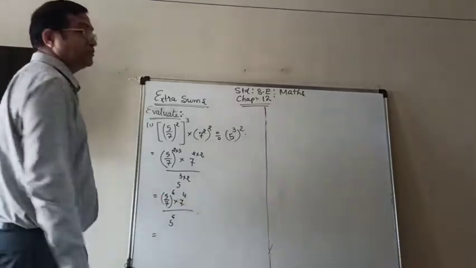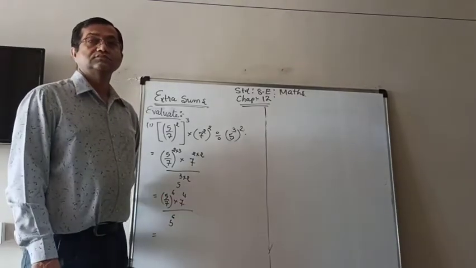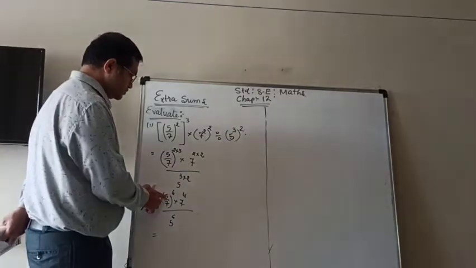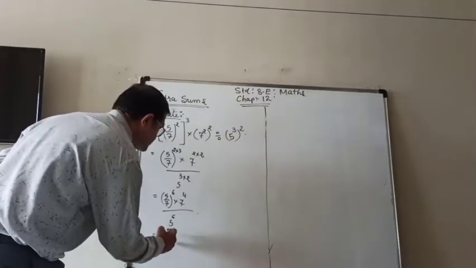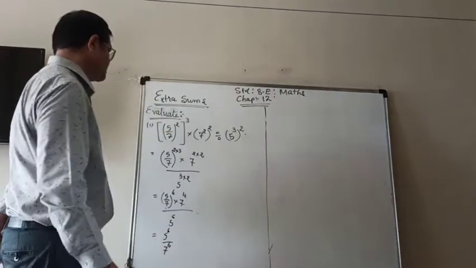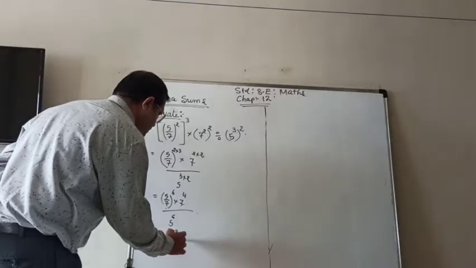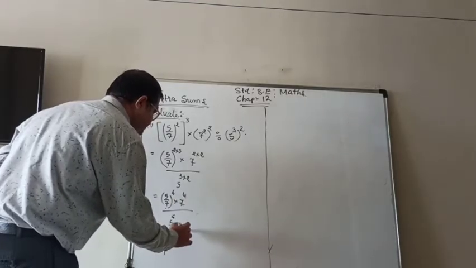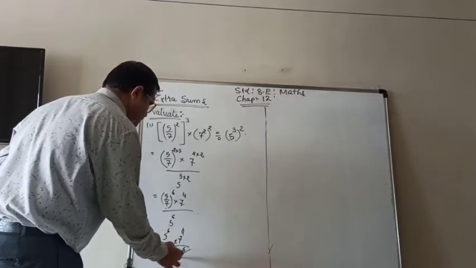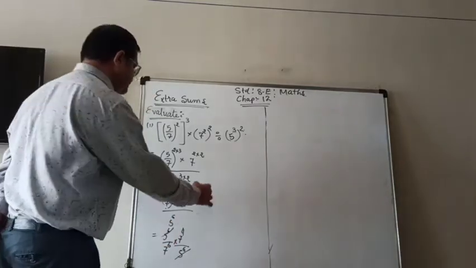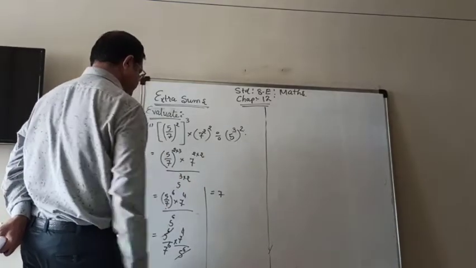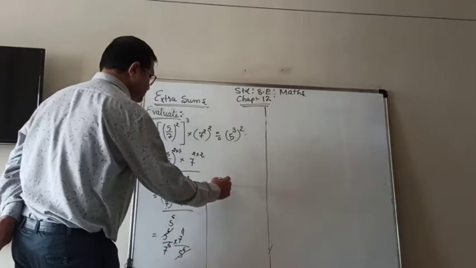Now, as I explained that rule, we have to give the power to the upstairs and the downstairs. So 5 also will have 6 power and the 7 down also will have 6 power. Multiplied by 7 raised to 4, and that one you can write here, 5 raised to 6. You can see that it can be cancelled, and therefore we get 7 raised to 4 upon 6.